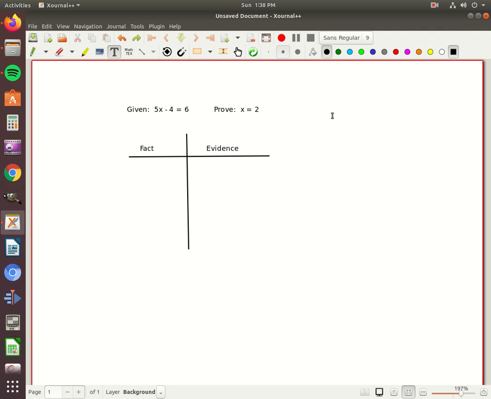Day one, we're going to be looking at proofs again. And I know we did proofs last year in Integrated 1 when we did triangle congruence, and we did them again this year. I believe it was chapter 2 when we did triangle similarity. It might have been chapter 3. I don't remember exactly.